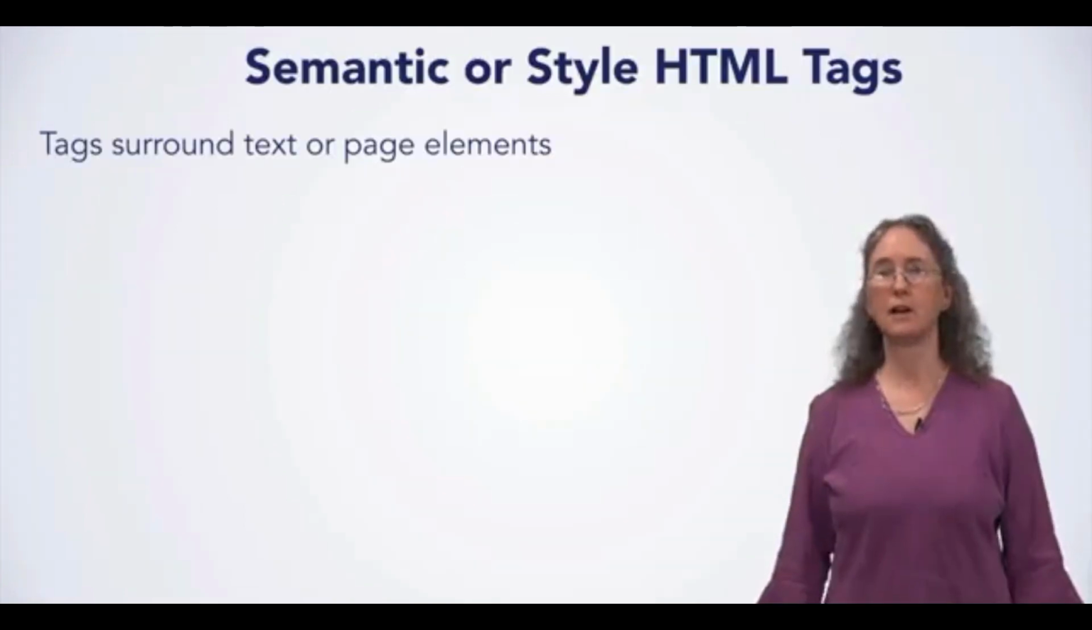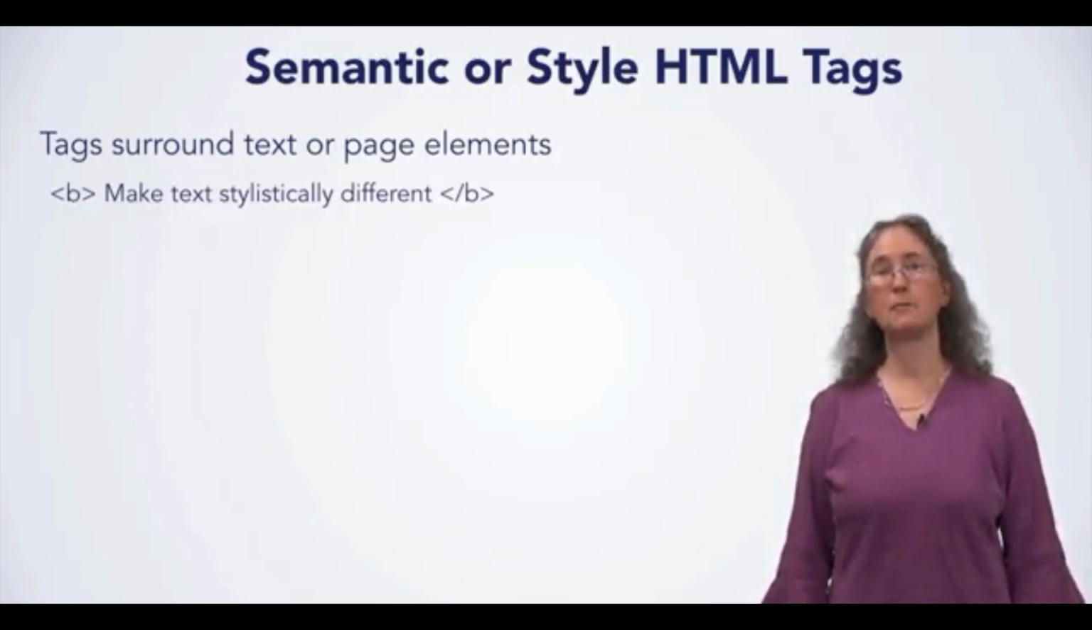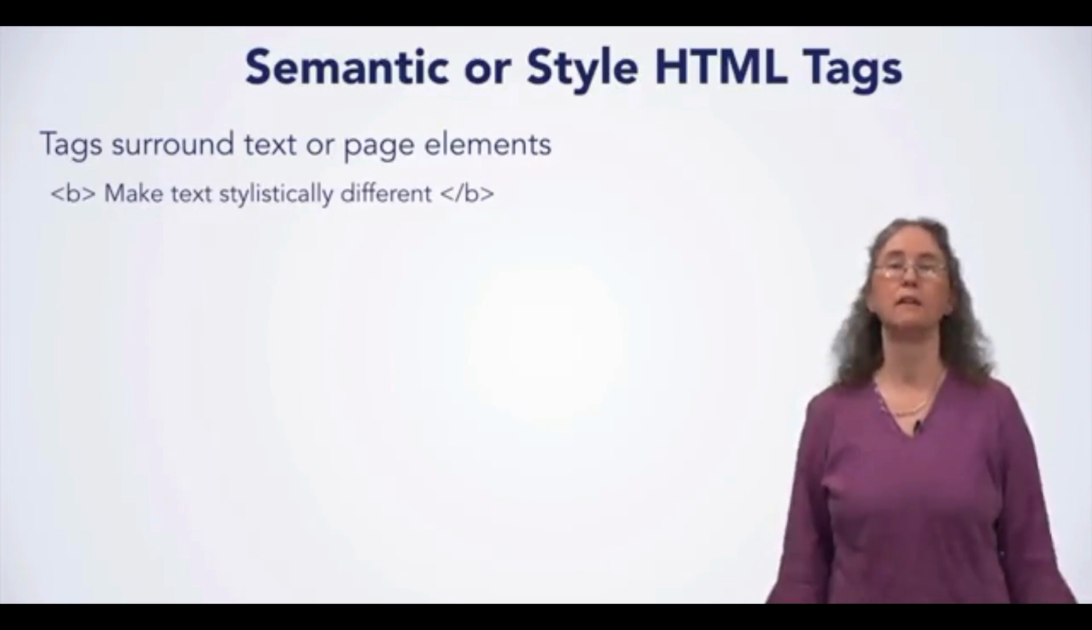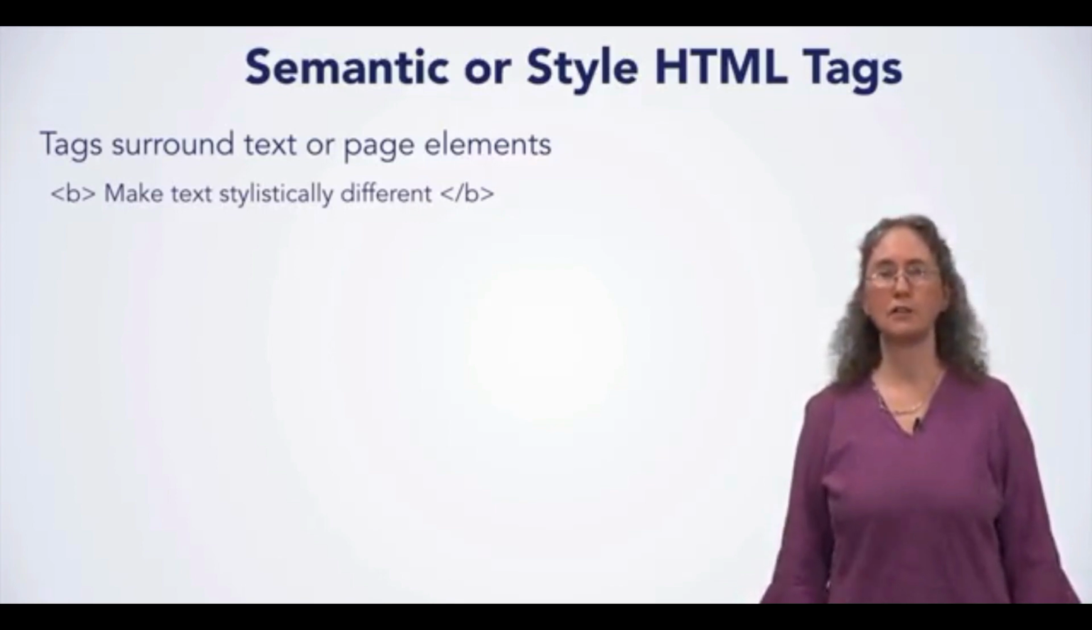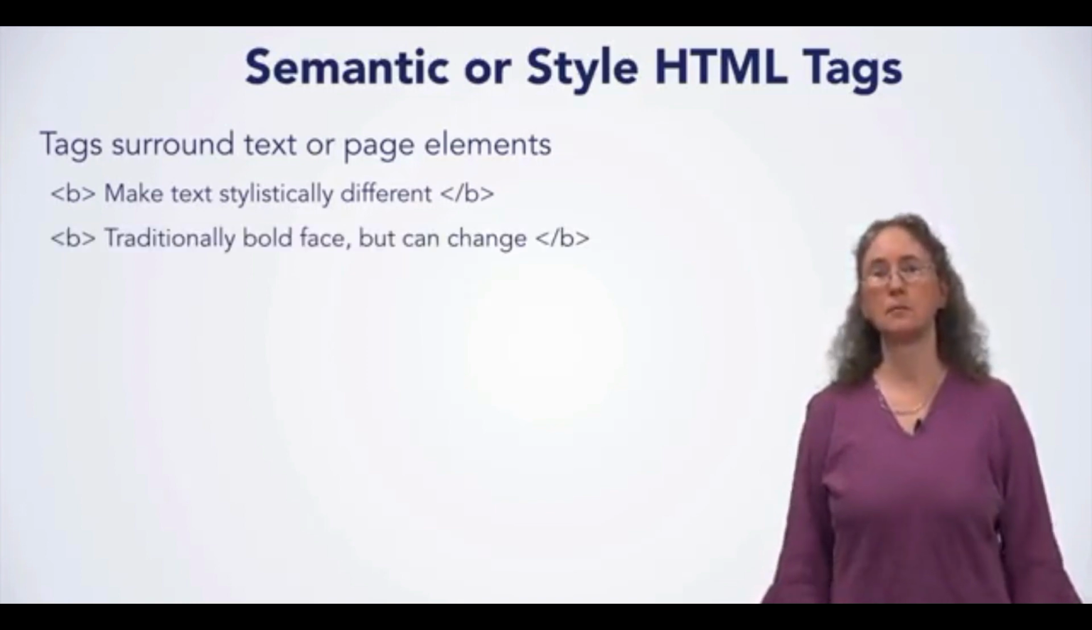We'll see here how some simple style tags change the appearance of text on a page. Here's an example using the bold tag. The B tag typically makes text bold or standing out from other text. Notice that there is both a start and end B tag.